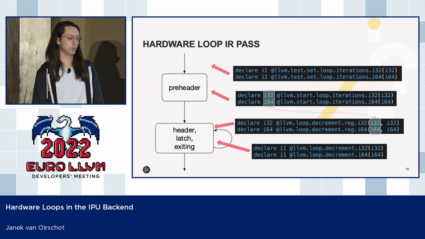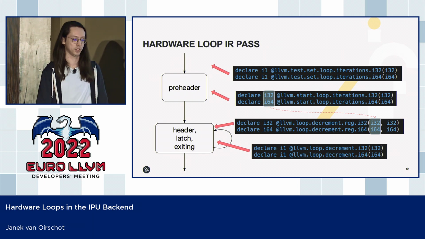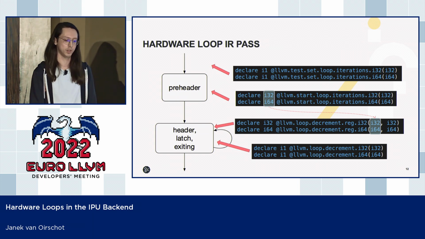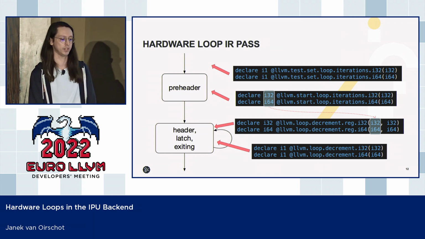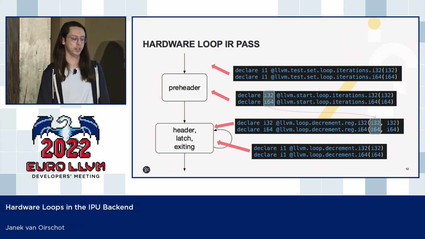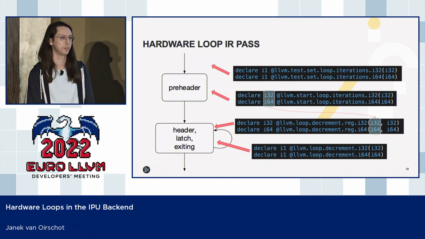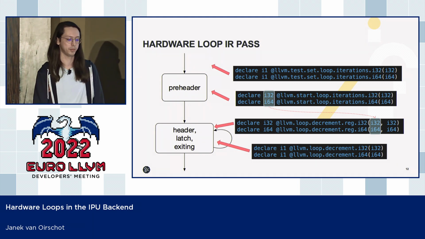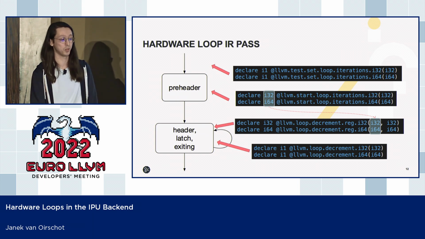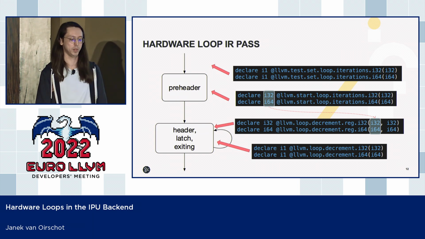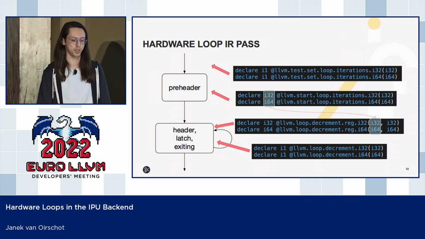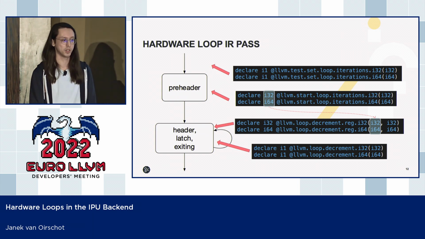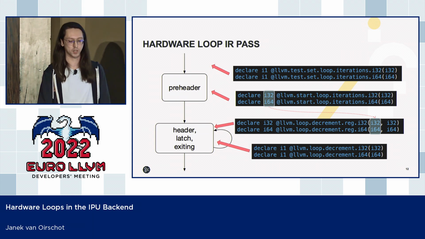So with that, we emit the following 4, or basically 8, but 4 intrinsics. We have the LLVM test set loop iterations intrinsic, which is in case we want a repeat, and it's put right outside of the loop preheader. Then we have the LLVM start loop iterations, which is put in the preheader itself, which is the basic block that dominates the loop body, and it's always run before we run the loop. That one is emitted for the branch on zero decrement.